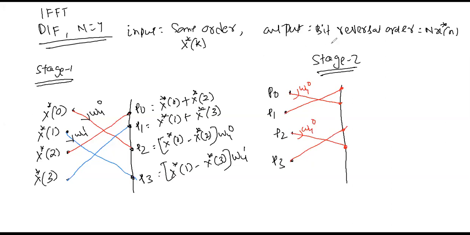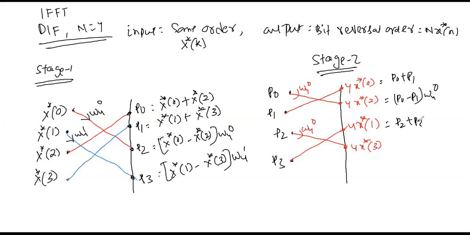What is the case in DIF? The output is in bit reversal order. That means I can write 4 x conjugate 0, then 4 x conjugate 2, 4 x conjugate 1, 4 x conjugate 3, because the output is in bit reversal order. Then the equations are simple: P0 plus P1, and P0 minus P1 multiplied by the twiddle factor omega 4^0. Then P2 plus P3, and P2 minus P3 multiplied by omega 4^0. This is your stage 2 calculation.